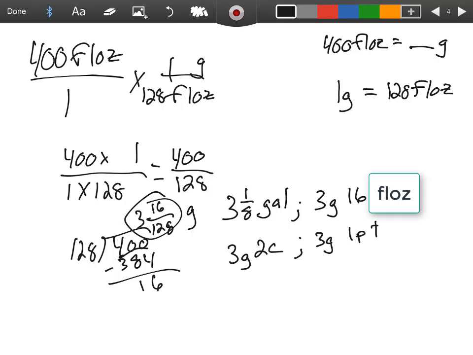We could also, since we know there are 2 cups in each pint, call this 3 gallons and 1 pint. To know how to write your answer, you're going to have to look at the answer key. Do they want it in just gallons, or are they asking you for gallons and fluid ounces, or gallons and cups, or gallons and pints?